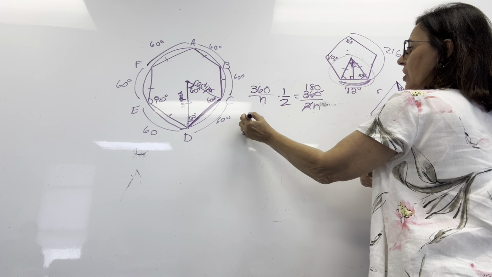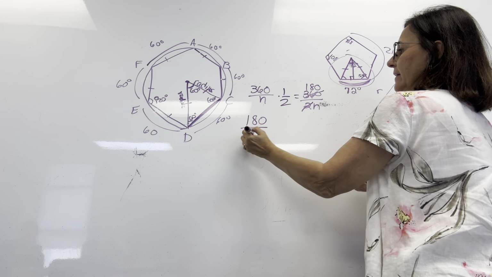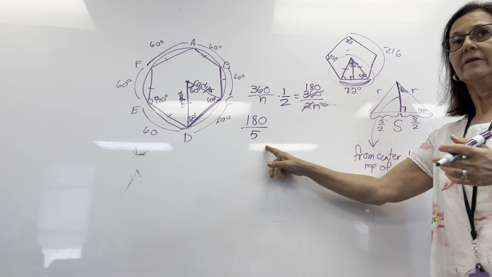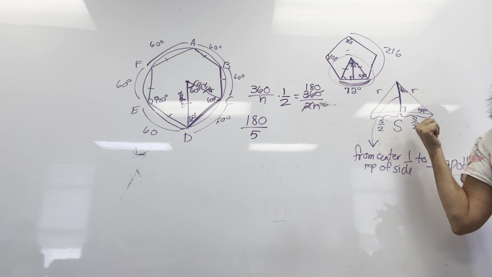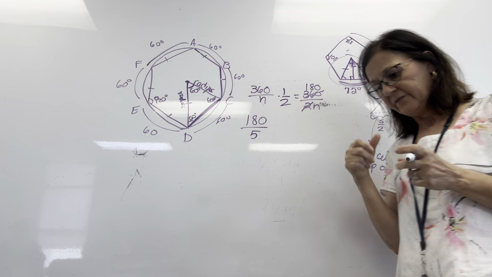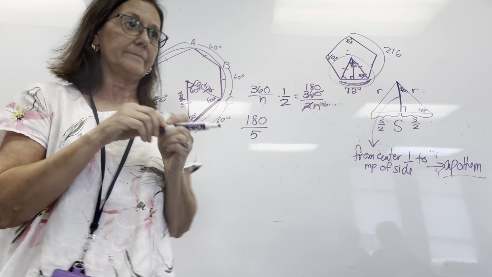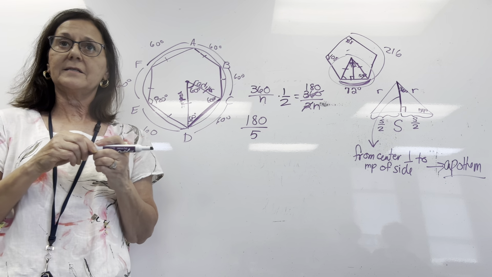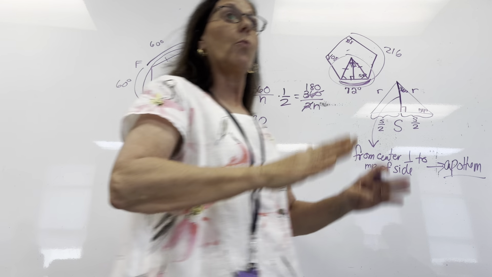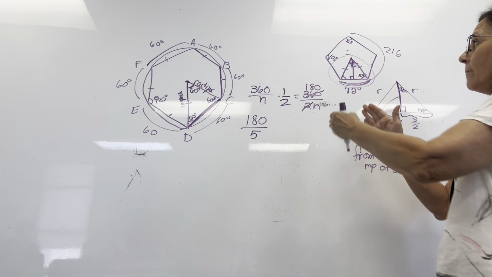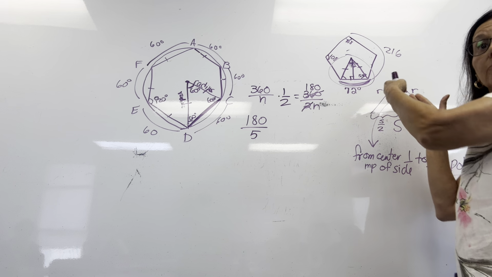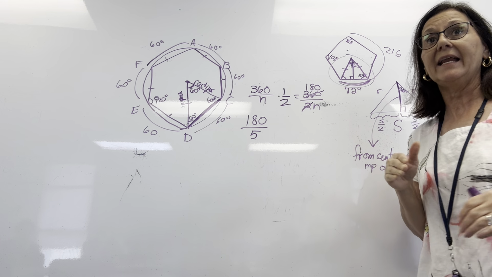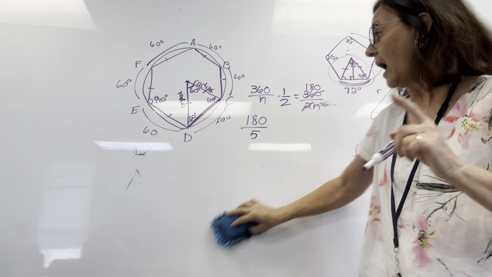So if we took 180 divided by 5, do you get 36? Do that in your calculators. 180 divided by 5. You get 36? Okay, so we can find the angle between the apothem and the radius by doing 180 over n, the number of sides.